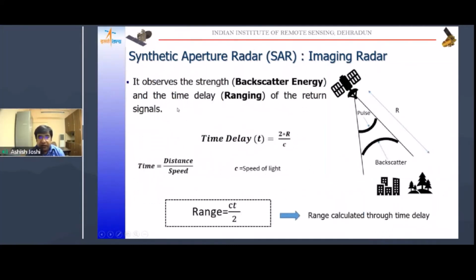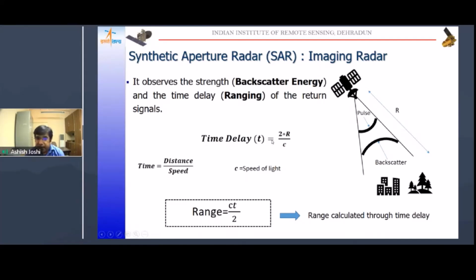So what is the principle of the synthetic aperture radar? It observes the strength and the time delay, so two basic things it will record. One is the backscatter energy, meaning the energy that is backscattered towards the sensor. It will record that energy plus the time delay: how much time is delayed between transmission and reception. It transmits the electromagnetic radiation, the radiation interacts with the earth surface, and then we measure how much time it takes to come back to the receiver. That time is recorded, and with the help of that time we will calculate the range.